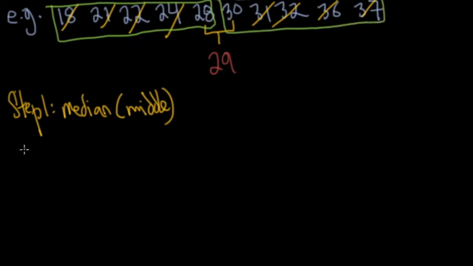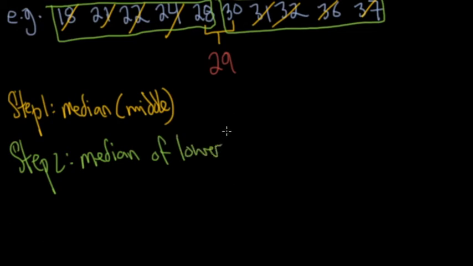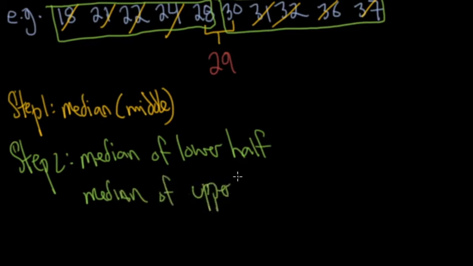Okay, so step two is you want to identify the median of the lower half, and also you want to figure out the median of, you guessed it, the upper half. And when you figure those things out, those things actually have names. The median of the lower half, we call that Q1. And the median of the upper half, we call that Q3.